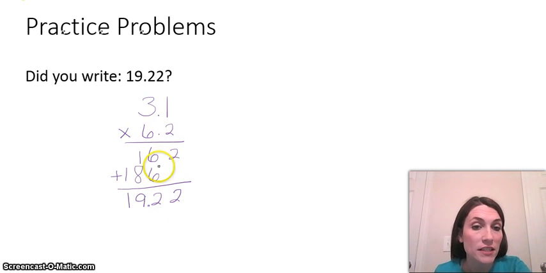And then think about, is this answer reasonable? 3 1/10 is very close to 3. 6 2/10 is very close to 6. So 3 times 6 is 18. So 19 would be a reasonable answer for this. If we had our decimal point in the wrong place, then if we checked for reasonableness, it wouldn't really make sense. So that's an important step to think about.